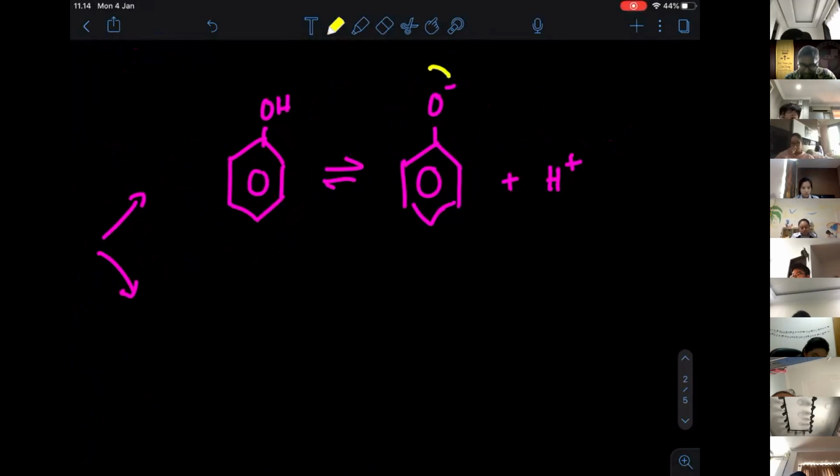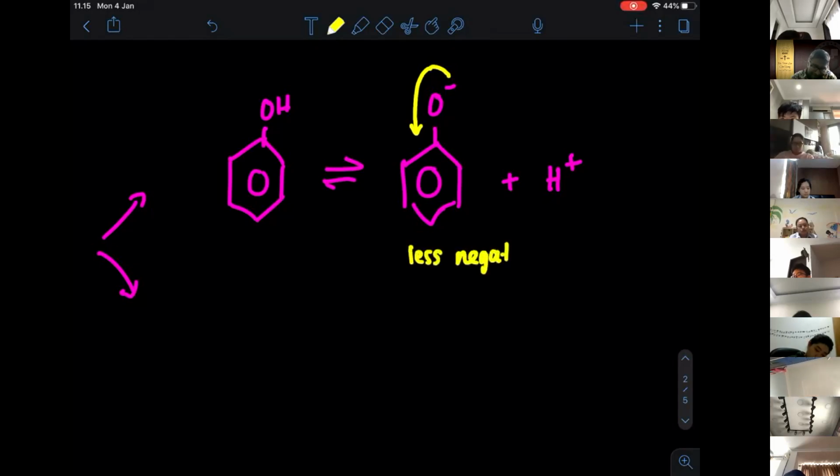Spread throughout the molecule, so it becomes less negative. So this one, the negative charge, or to be exact, the lone pair, will actually spread into the ring, to all these carbons of the ring. So when it spreads out, what happens? It will become less negative.